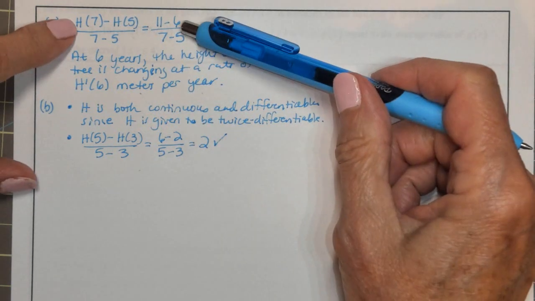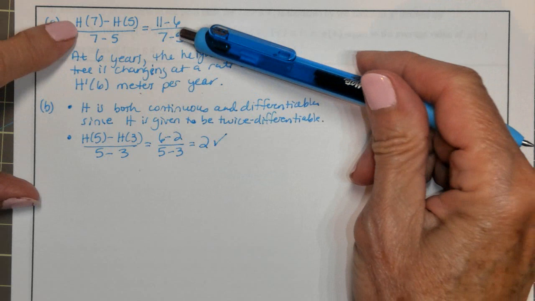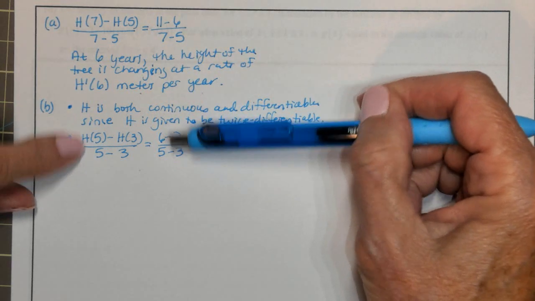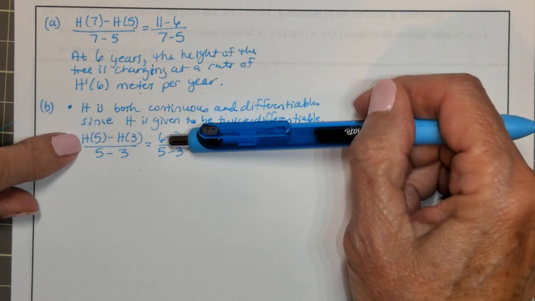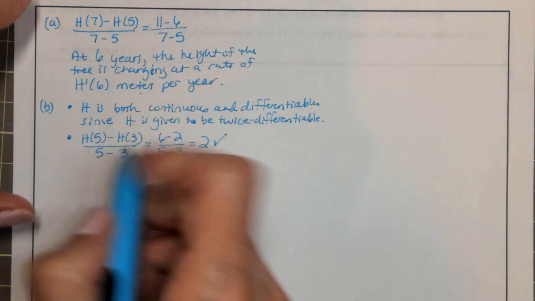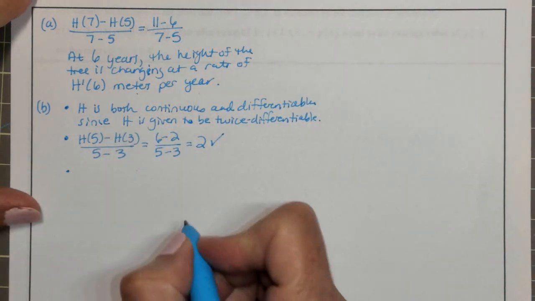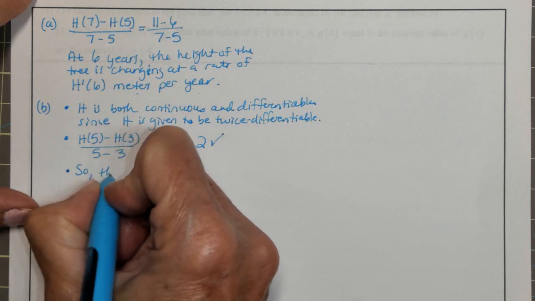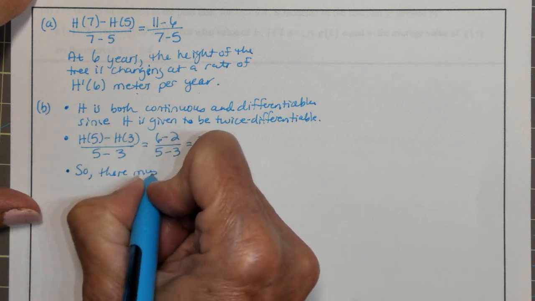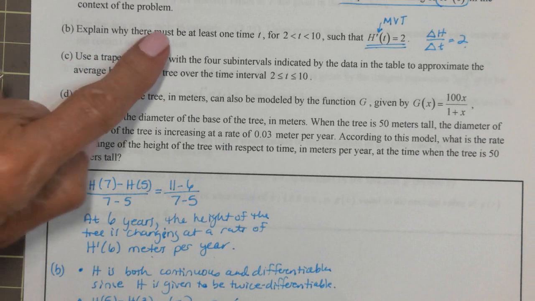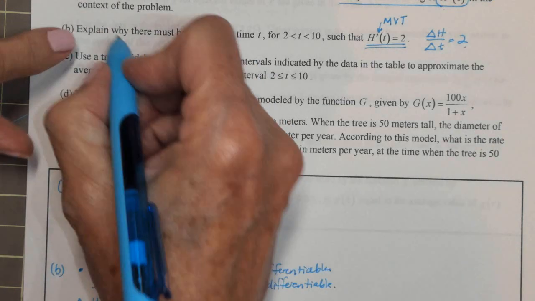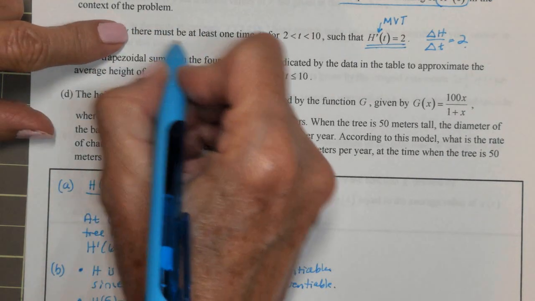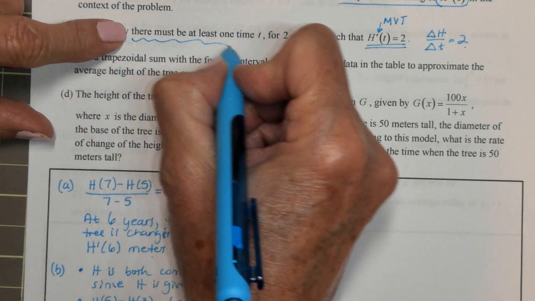Just like up here, you need all of this stuff. You need it, you guys. Alright, so write it all down. Now for my conclusion. Therefore, there must be. I'm going up here and I am rewriting this. It says explain why. This is what I'm going to write right here.